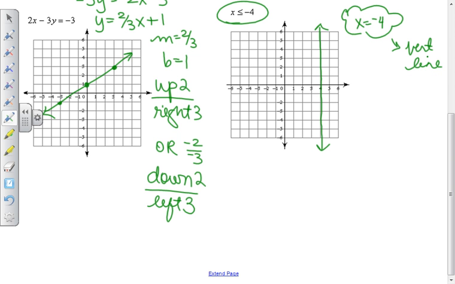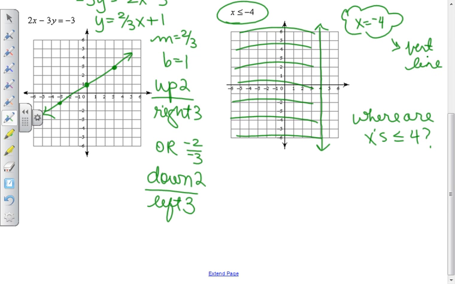And then I ask myself, where are the x's less than or equal to negative 4? And that is everything on this side of the graph. This is where the x's are less than. And you go ahead and shade.